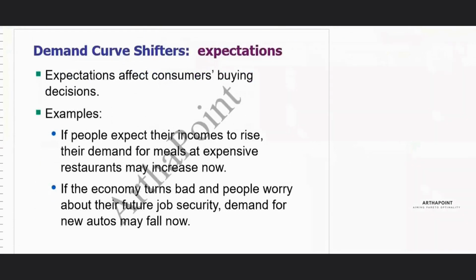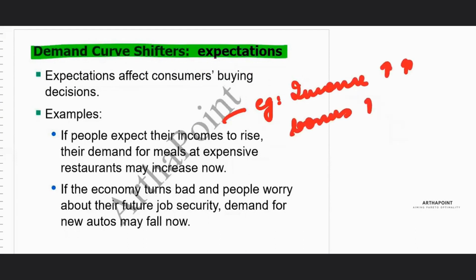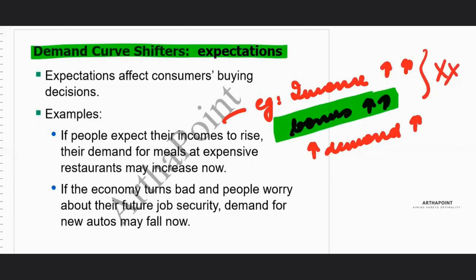Now, the next thing is expectations. A lot of times people behave depending on the expectations. For example, if I am expecting that my income is going to increase in the future, maybe I will receive a bonus this year, I am automatically going to go ahead and increase my demand for products. My income hasn't increased. Just on the basis of expectations that maybe my income will increase, I will demand more products.